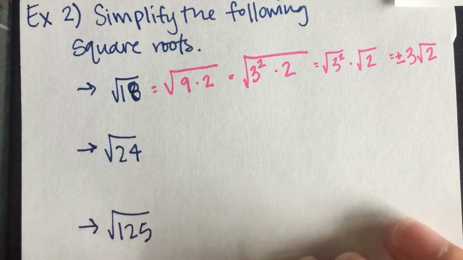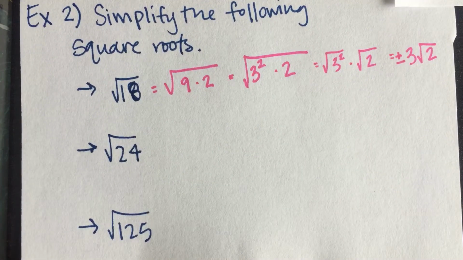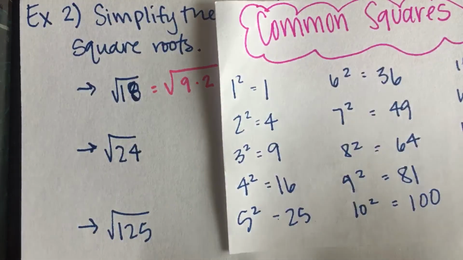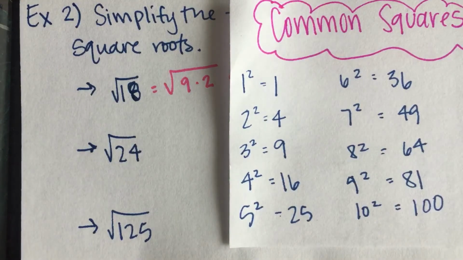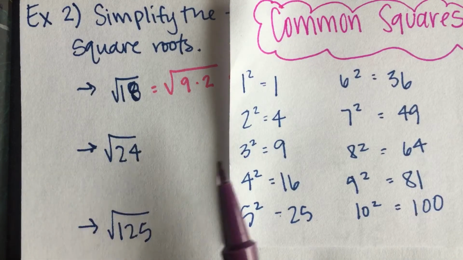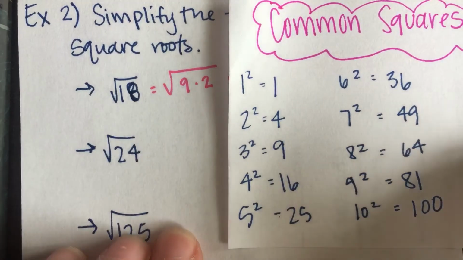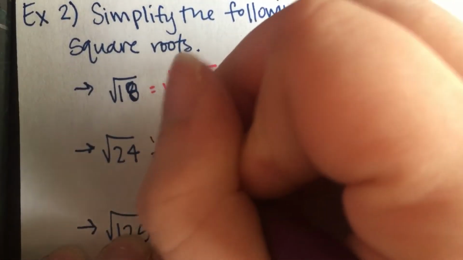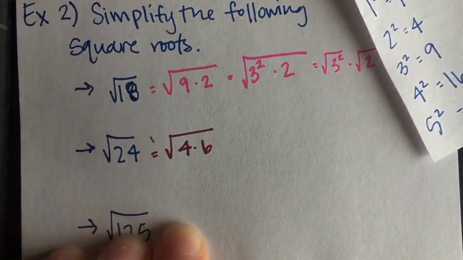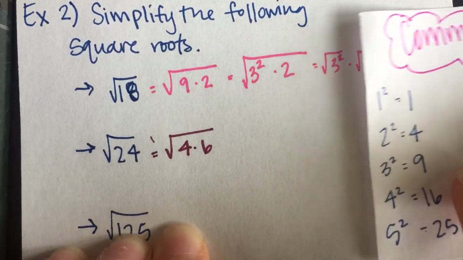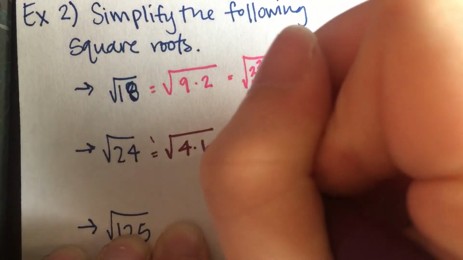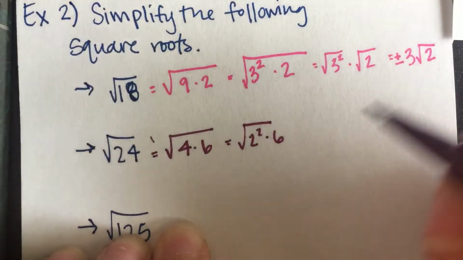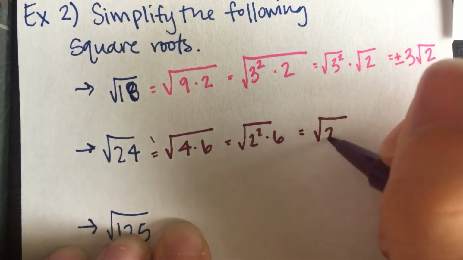And then we're going to do the same thing with this 24. We're going to go directly to our list of common squares, and we're going to look for things that can divide evenly into 24. And 4 can divide evenly into 24 as the square root of 4 times 6. And now 4 is the same thing as 2 squared times 6.